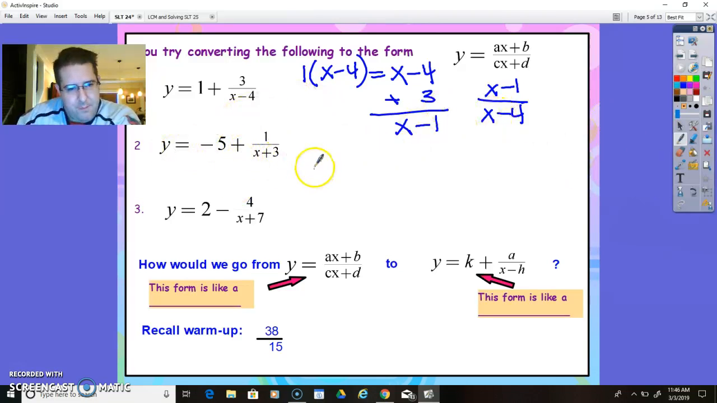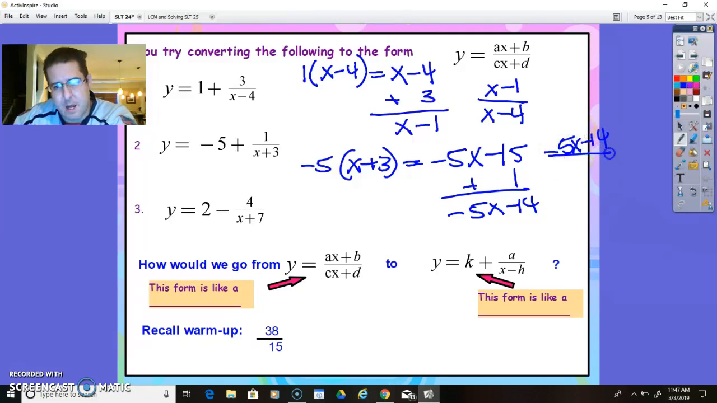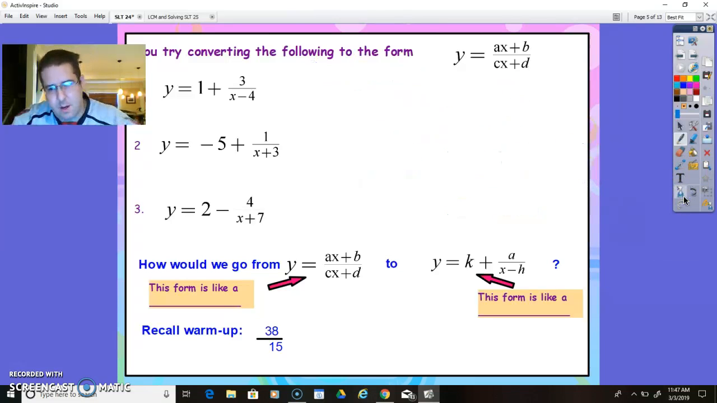The next one, negative 5 times x plus 3 is going to give me negative 5x minus 15. Add the numerator to it, and I get negative 5x minus 14. And there's my answer, negative 5x minus 14 over x plus 3. And it looks like I'm going to have to clear this out in order to do the last one. And the last one's going to be 2 times.